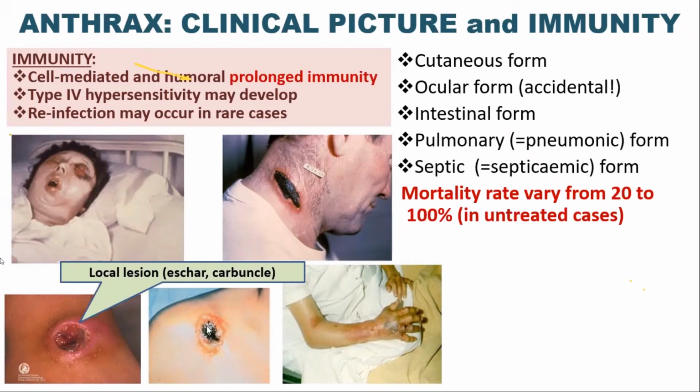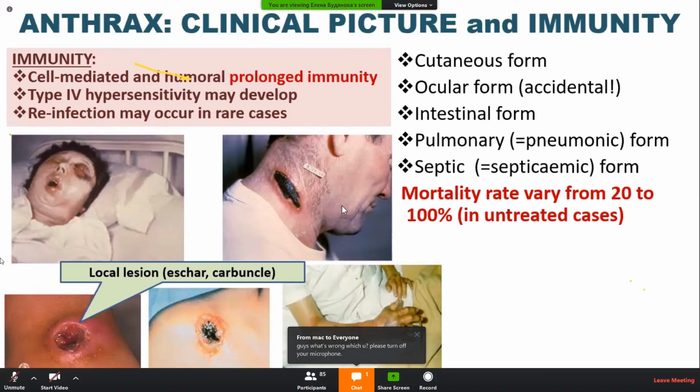substance is removed. Well, here's ocular form, which is very dangerous. You can see intestinal form, pulmonary and septic form has a high mortality rate, when a patient may die within hours after contracting the disease. Immunity is both cell-mediated and humoral, and it is prolonged immunity. But reinfection may occur in rare cases, in some cases. Type 4 hypersensitivity develops. That is why anthraxin can be used.